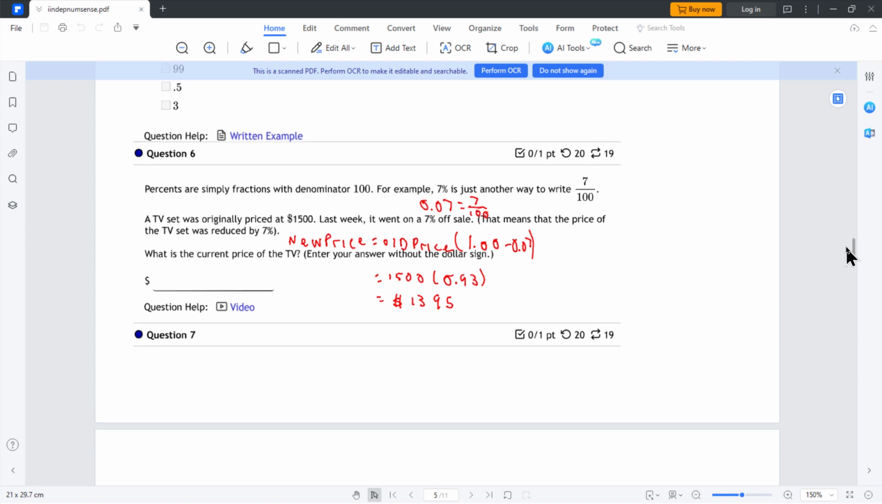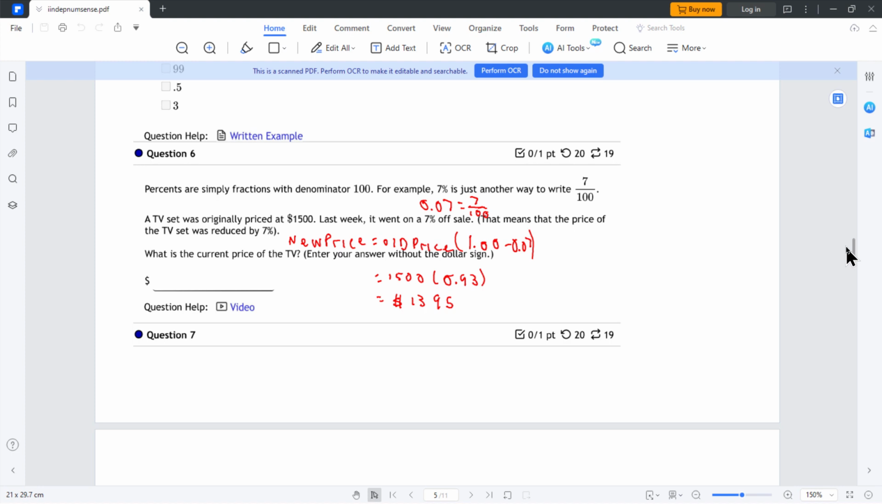Now, percents are simply fractions with a denominator of 100. So 7% is another way to write 7 over 100. A TV set was originally priced at $1,500 last week. It went on a 7% off sale. That means the price of the TV was reduced by 7%. So what's the new price going to be?